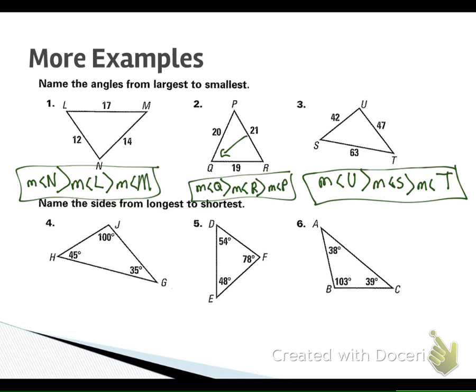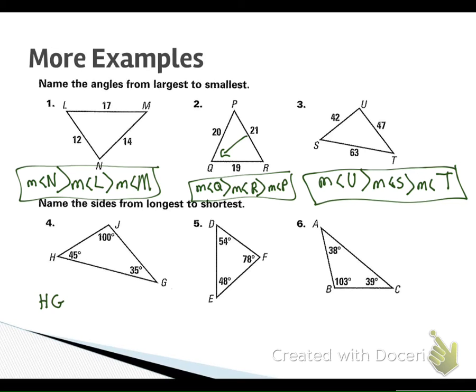We're going to do the same thing with the sides now. Which one is our shortest side and which one's our longest side? So we're going longest to shortest. So which one is our biggest angle? So angle J is the biggest. So HG. Okay, so HG, it's a distance.